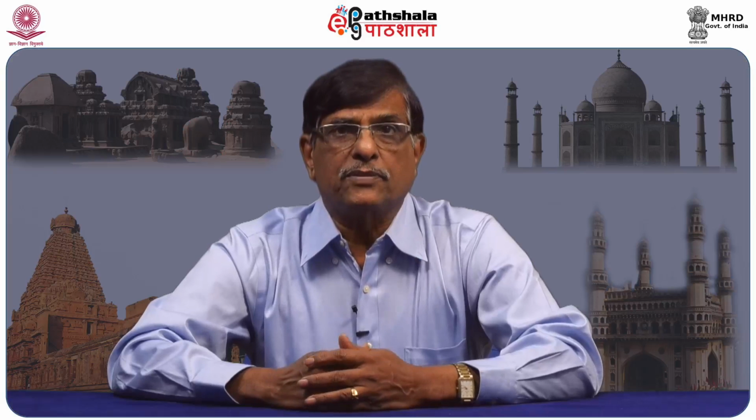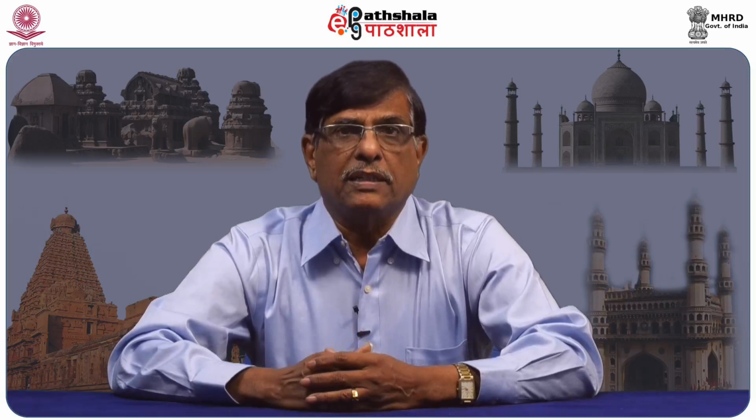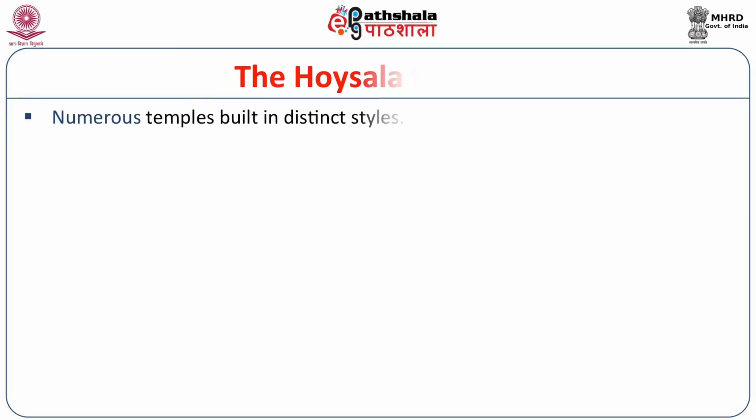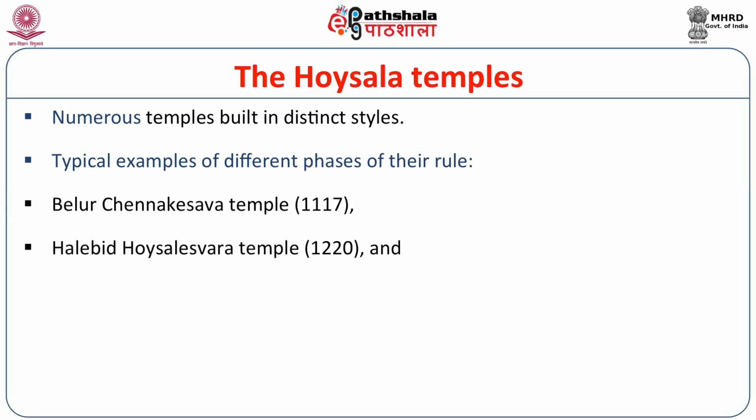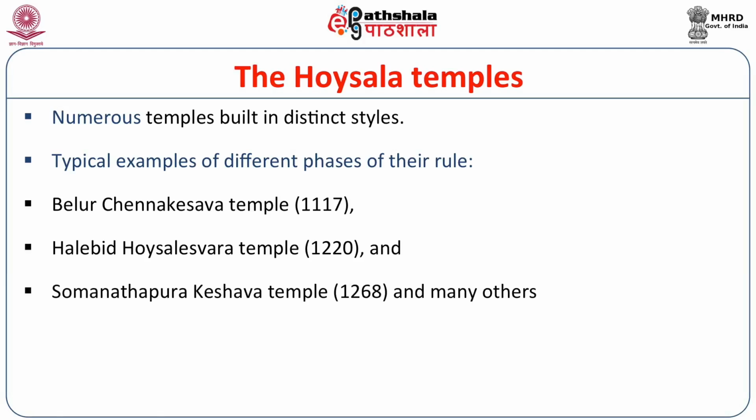Let us now consider the various aspects of the Hoysala temple styles. The Hoysalas built numerous temples in distinct styles. The typical examples of different phases of their rule consist of Belur Chennakeshava temple built in 1117, Halebid Hoysaleshwara temple completed in 1220 and Somnathpura Keshava temple built in 1268. There were many other temples built by them.